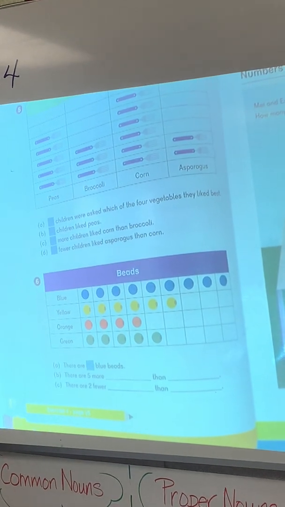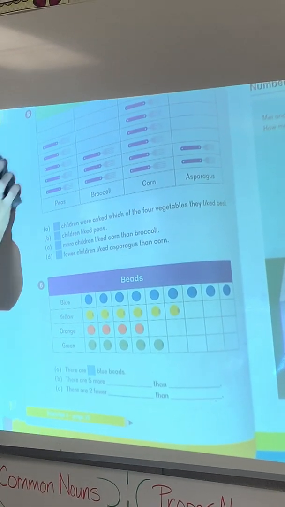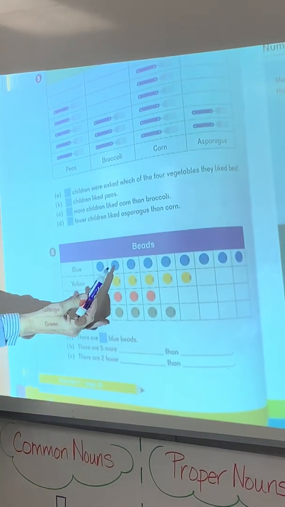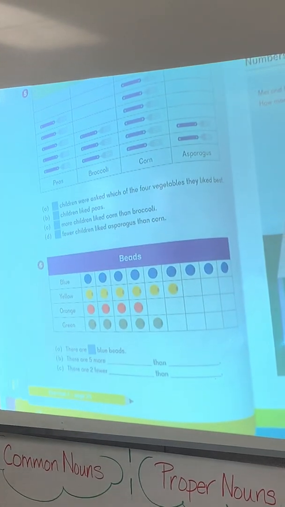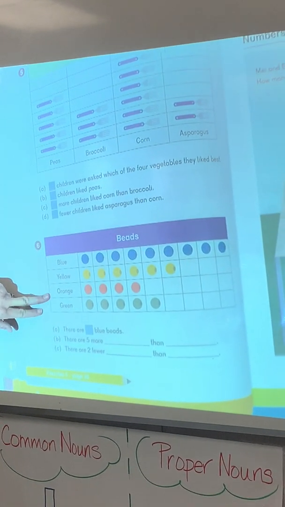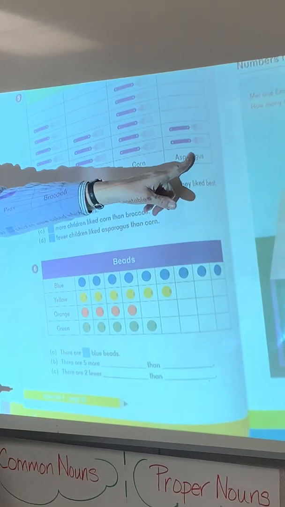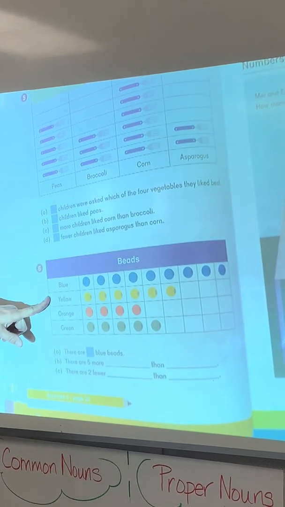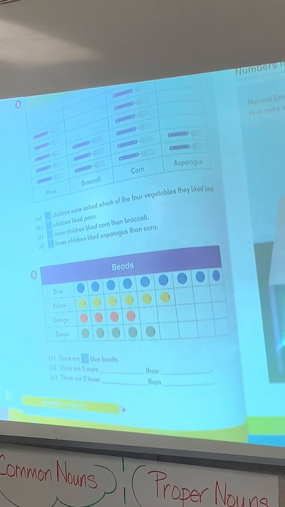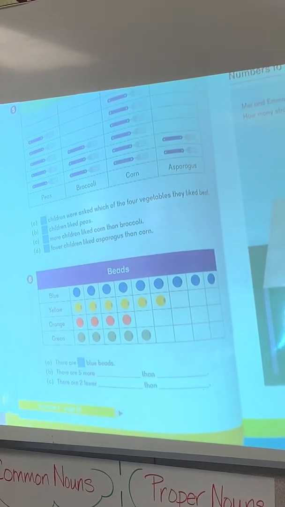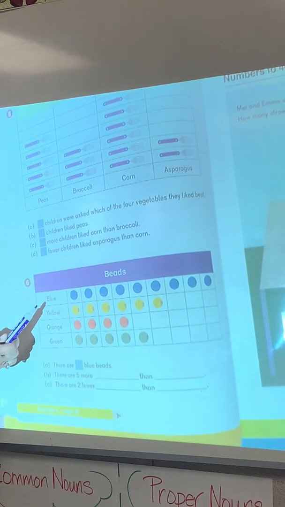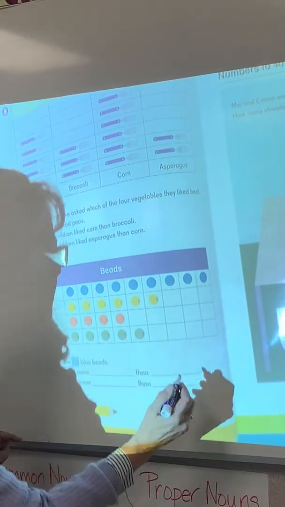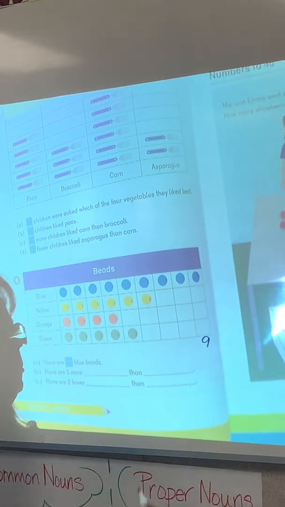This graph is called beads. You see it in your book? It's called beads. And each one of these represents one bead, okay? Again, the categories, they've switched, haven't they? On this graph, they had the categories at the bottom. On this graph, they're on the side. It doesn't matter how they put the categories as long as they're there. And we can count how many are on the other side, or on the bottom. So we have 1, 2, 3, 4, 5, 6, 7, 8, 9. There are 9 blue beads.